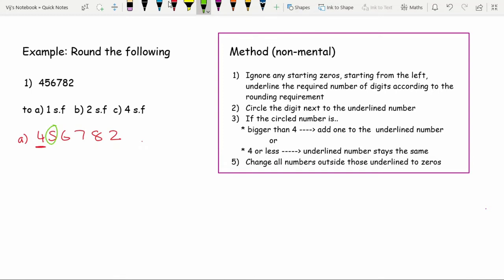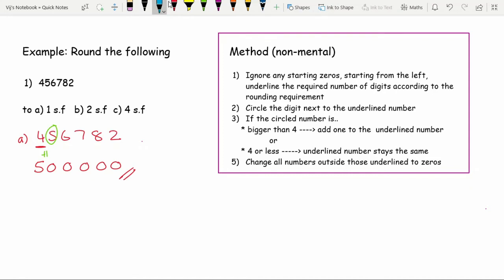The third step says if the circled number is bigger than 4, we need to add 1. If the circled number is 4 or less, the underlined number stays the same. In this case, our circled number is bigger than 4, so I'm going to add 1 to the underlined number, which then becomes a 5. Then the final step says change all numbers outside the underlined number to 0. So here I'm going to do 1, 2, 3, 4, 5, and there is my final answer.